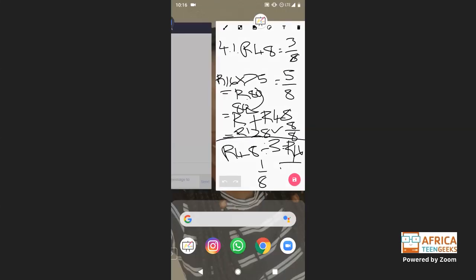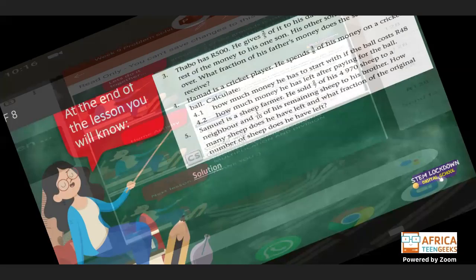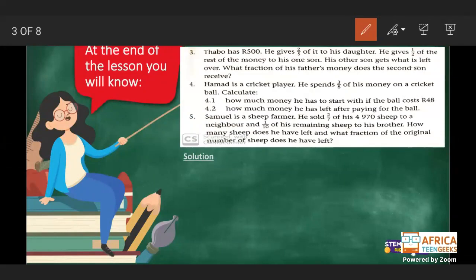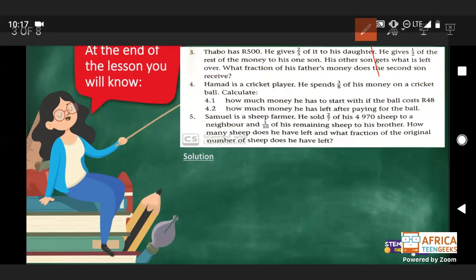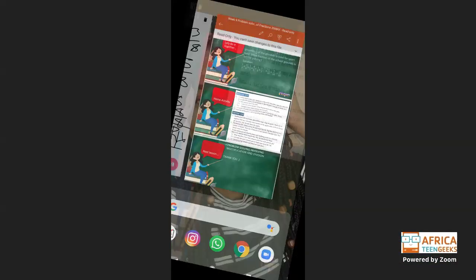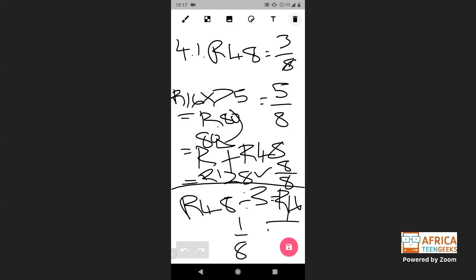Right. So let's go to the second question. The second question is how much money has he left after paying for the ball? So how much money does he have in his pocket at this moment after buying the ball, which is 48 rand.